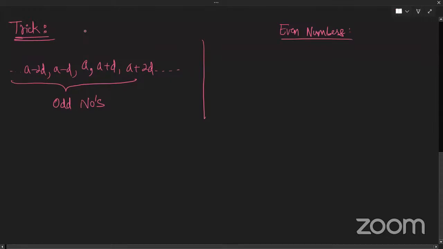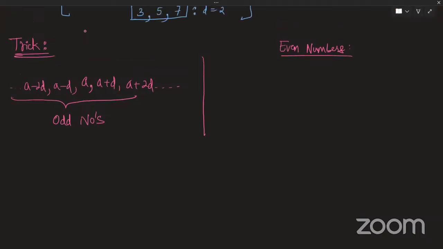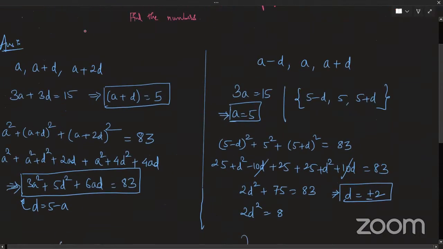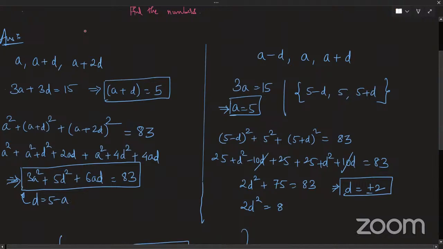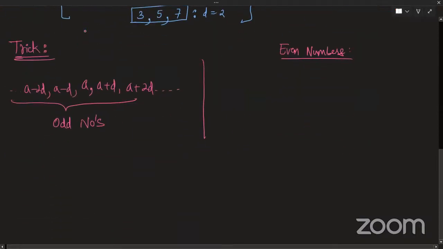See, what happens is when you have odd numbers, you get a central element A, and on both left and right side, the coefficient of D gets nulled out. Here, when you added it, plus D and minus D got cancelled out when it was odd numbers. But what do you do in case of when you have an even set of numbers?